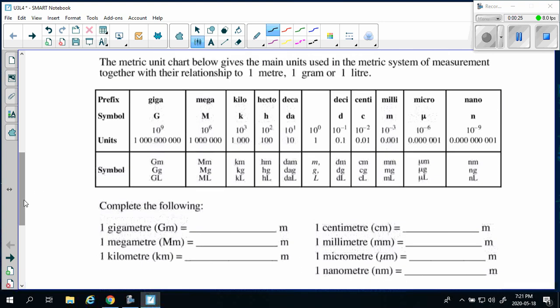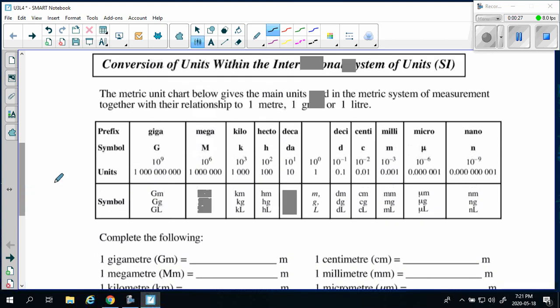The first method, we can look at a chart and figure out how we would get to meters from, say, a gigameter. So a gigameter is over here, and a meter is over here. So this is the unit. It might be meters, it might be grams, it might be liters. Don't get this confused with the milli. This M stands for milli, it doesn't stand for meter.